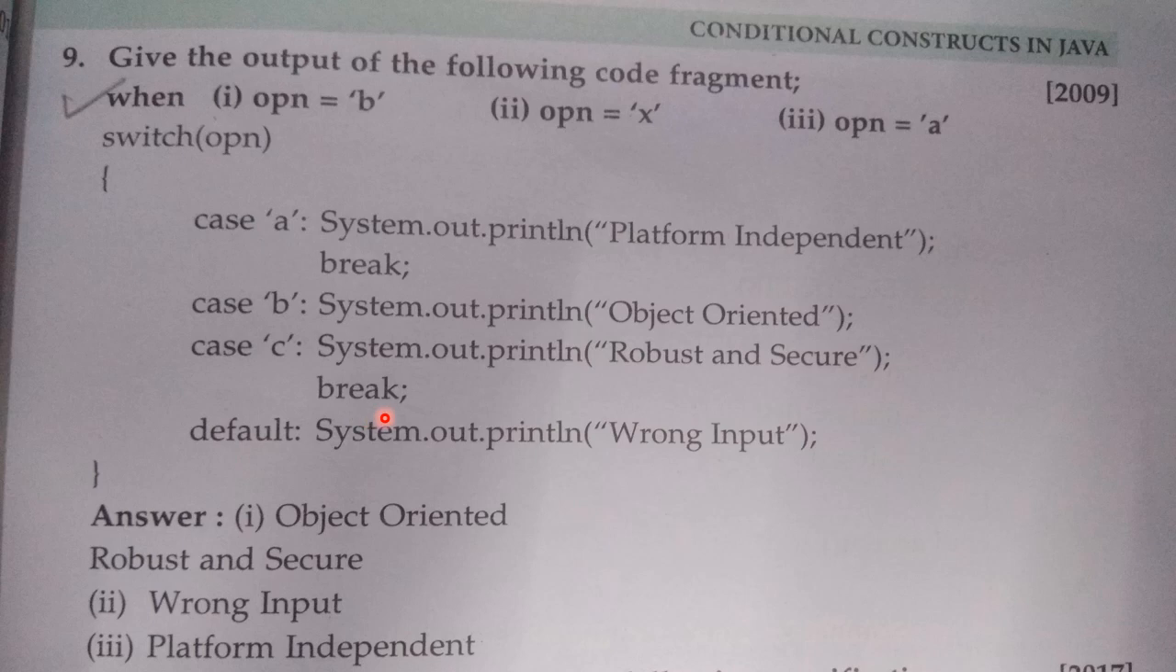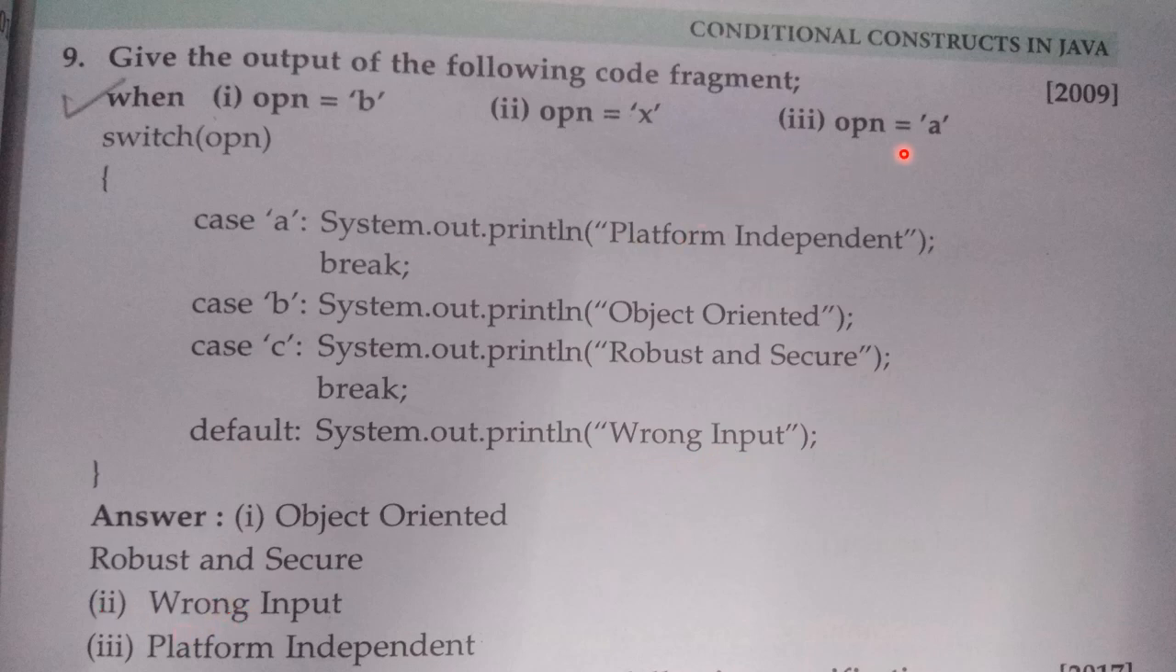Then it will get the break statement, and now it will break, but both messages it will print. So in the first case, when the case is equal to B, it will print object oriented, robust and secure. Next question, if OPN is X. Is there any case X? No. It means if there is no X case given, then it will reach the default statement and it will print wrong input.